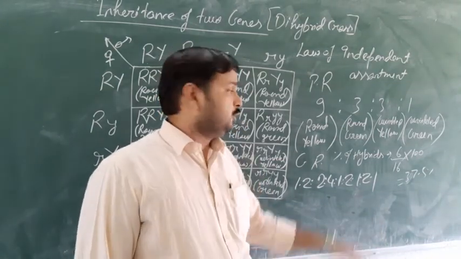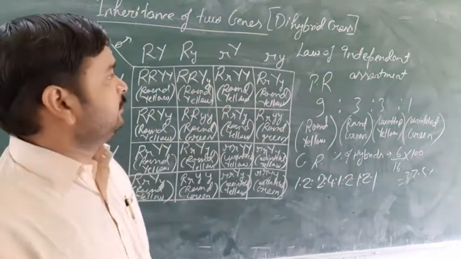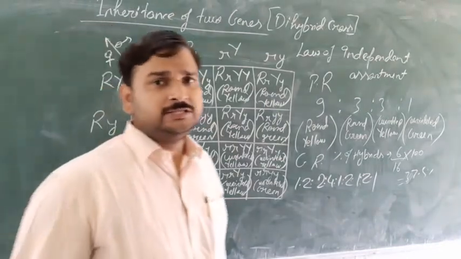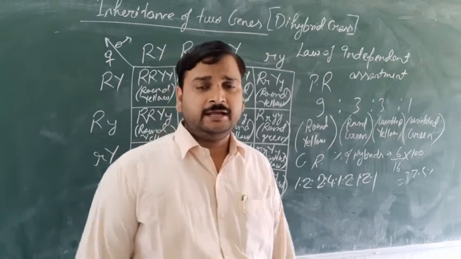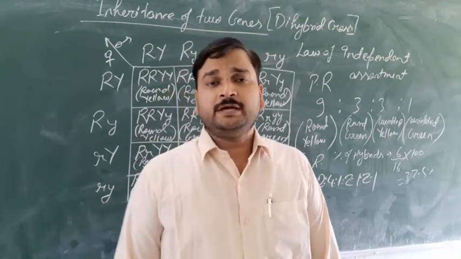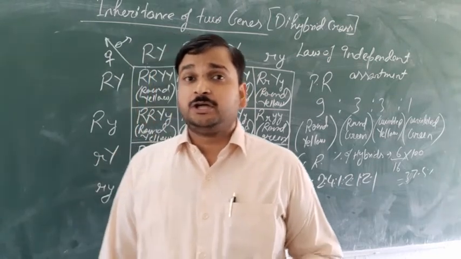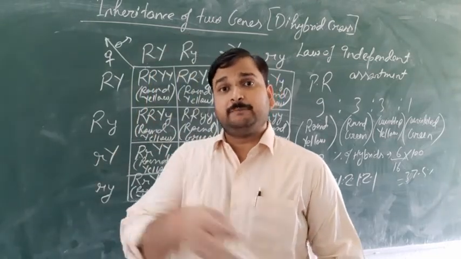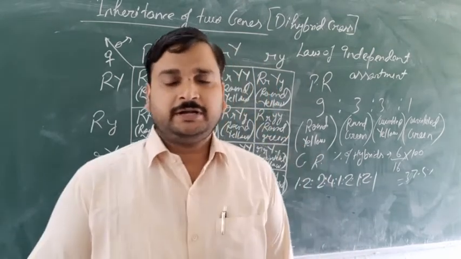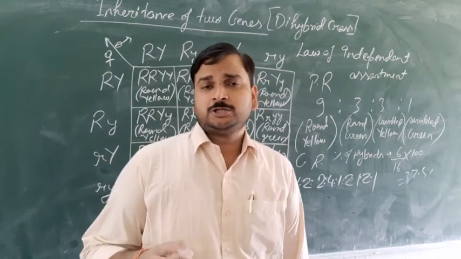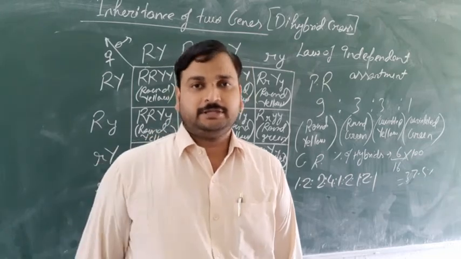Clear? So on the basis of this dihybrid cross, Mendel gave the law of independent assortment. What did he tell in this one? When two pairs of contrasting traits are combined in a hybrid, segregation of one pair of trait is independent of the other pair of trait.